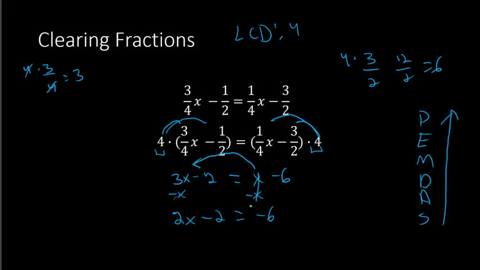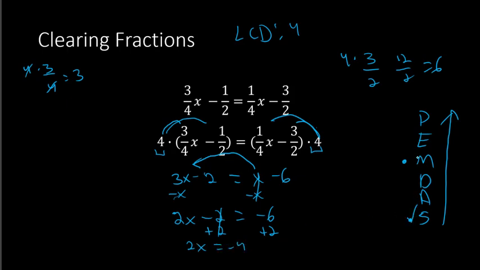All right, so working in reverse, we have a 2 being multiplied with the x, and then we have a 2 being subtracted. So when you work in reverse, you take care of subtraction first. We do that by doing the inverse of subtraction, which is addition. So we add 2 to both sides. We have 2x equals negative 4.